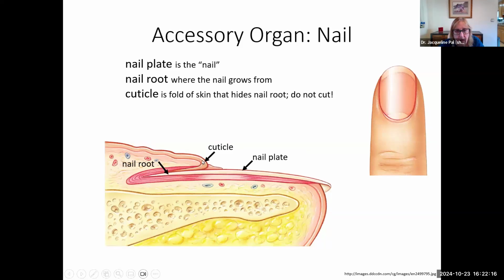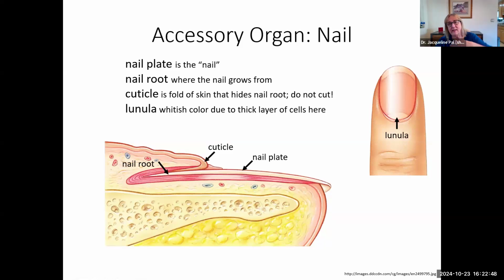Okay, so your cuticles are epidermis. All right, the lunula is this white moon area. And the reason why it's whitish is because this area of your nail plate, which is close to the root, this is where the nail is growing. So the layer of cells is thicker here. That's the only reason why it's whiter. And your nail, as it grows out, gets abraded and it gets thinner as it goes distally.